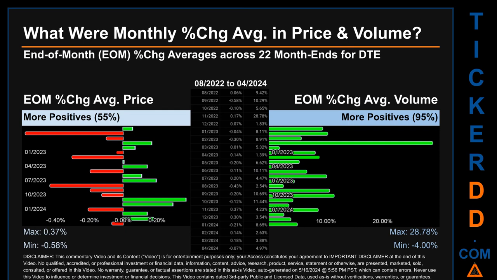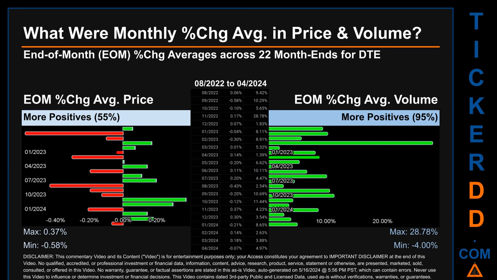What were end-of-month percentage change averages in price and volume for DTE? The monthly average of percentage change in price and in volume were calculated for each of the 22 month ends. That calculation took daily percentage changes and averaged them for each given month. If a month end came out negative, then it means that the month summarily saw a negative change.